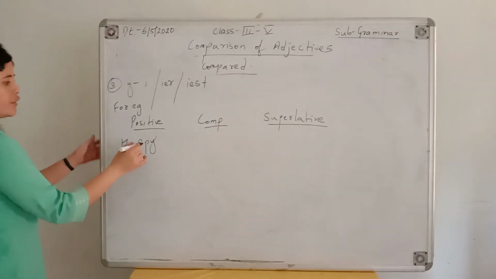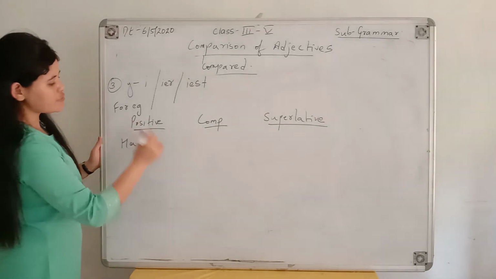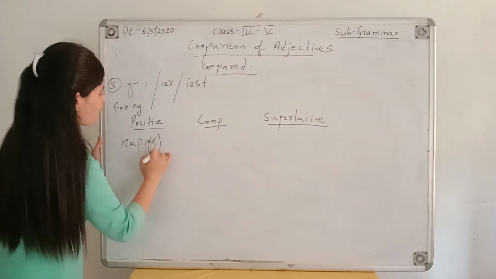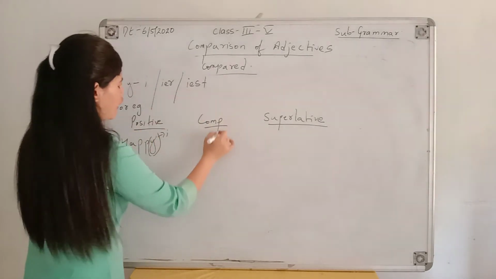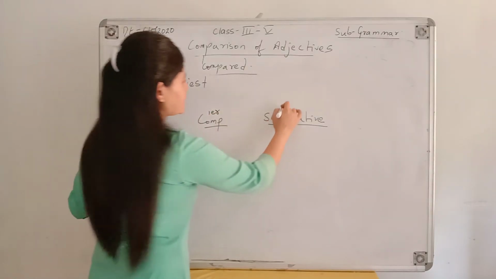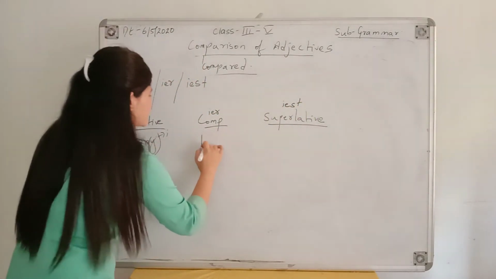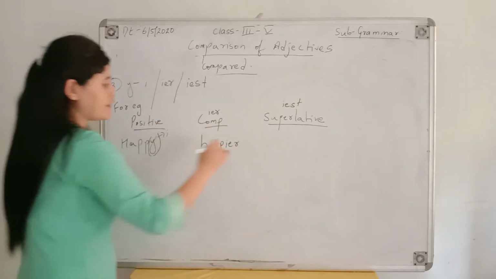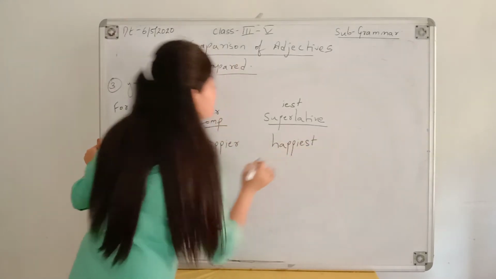Like happy. Over here you can see your word is ending with y. So when you change this into comparative and superlative, this y will change into i. In comparative we will add ier, and in superlative it will become iest. For example, happier in comparative, and in superlative it will become happiest.